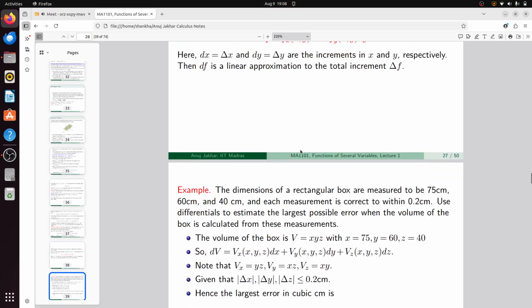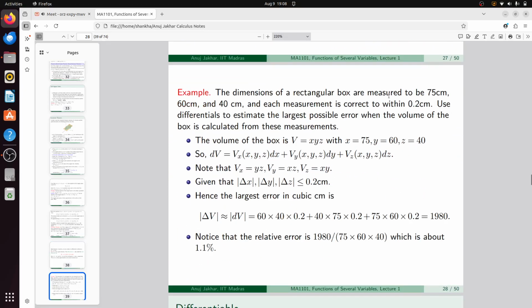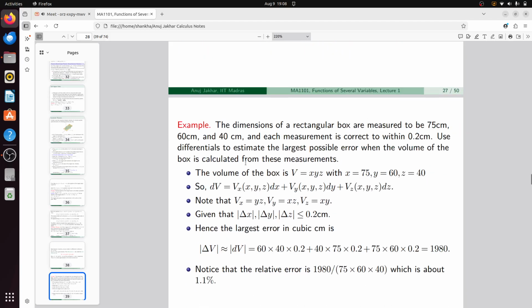Okay. So the dimensions of a rectangular box are measured to be 75 cm, 60 cm and 40 cm, and each measurement is correct to within 0.2 cm. Use differentials to estimate the largest possible error when the volume of the box is calculated from these measurements. V equal to xyz, where x is 75, y equal to 60, z equal to 40. You take dV, so del V del x dx plus del V del y dy plus del V del z dz. So note that Vx is yz, Vy equal to xz, Vz equal to xy. So the largest error in cubic cm, delta V, is approximately dV.